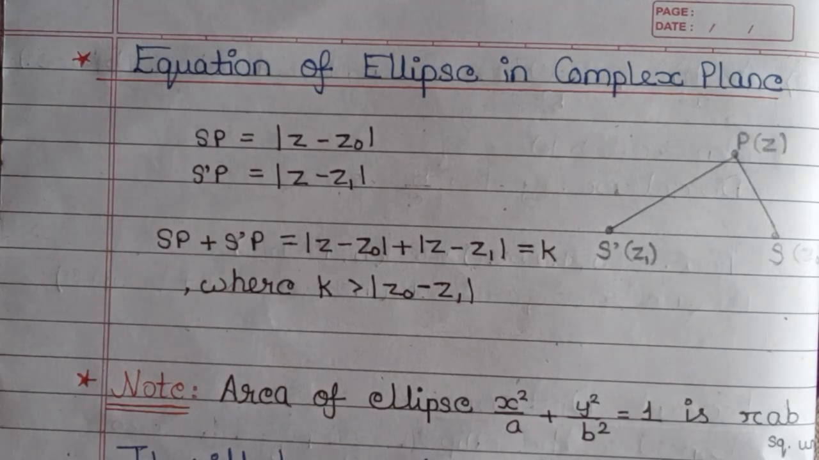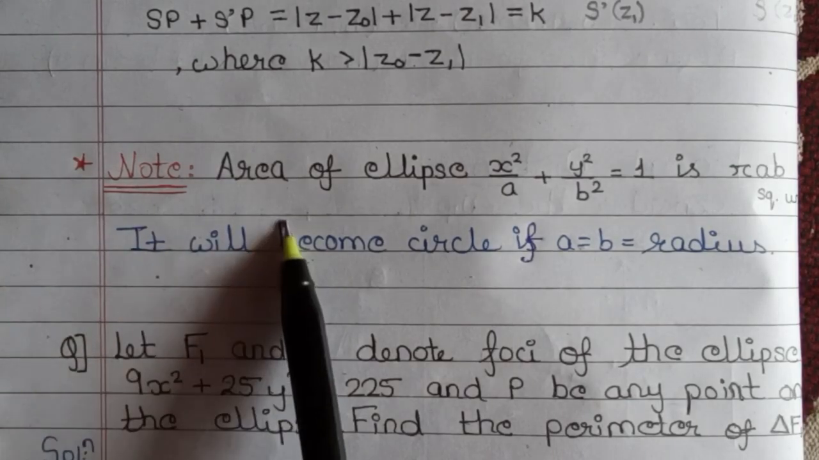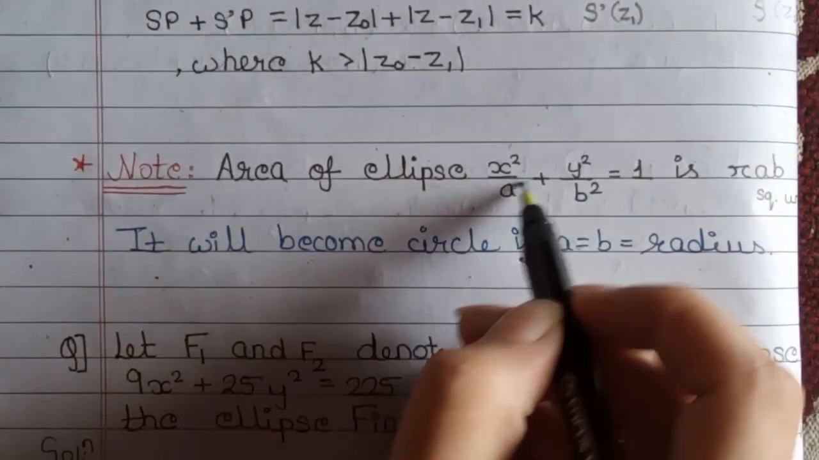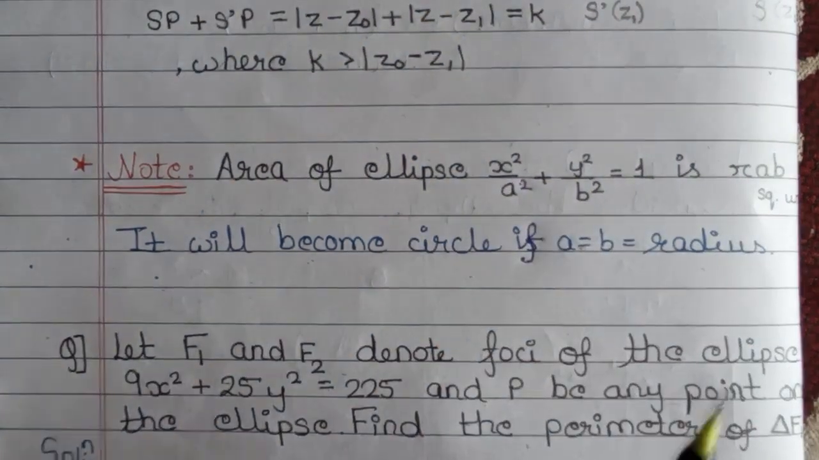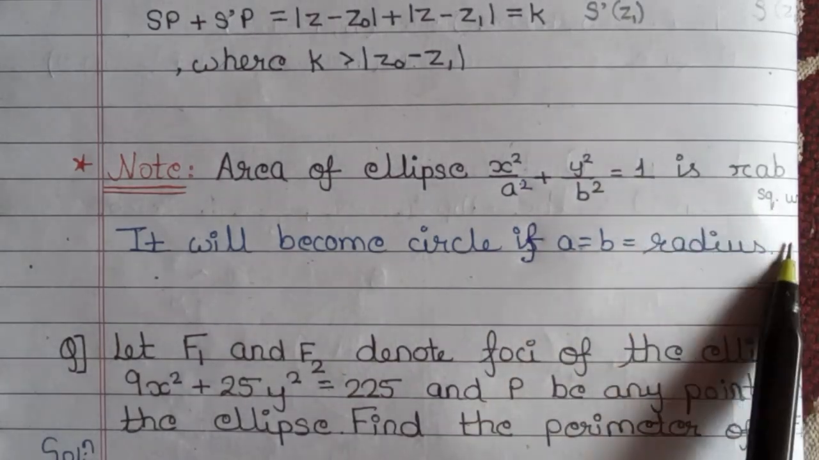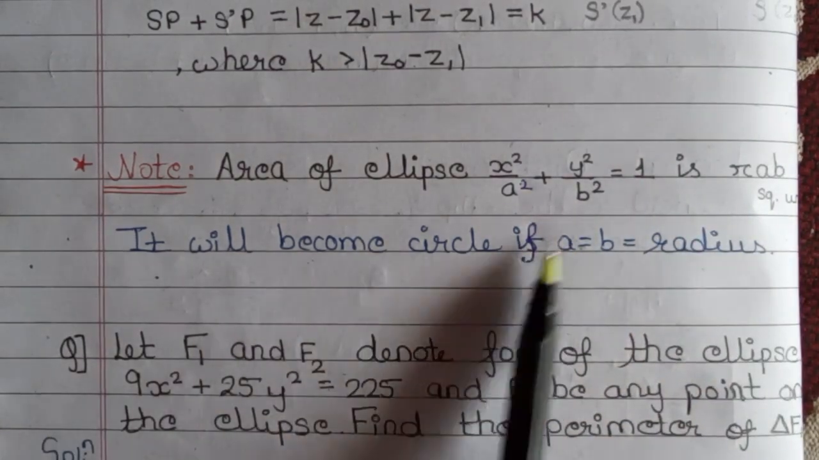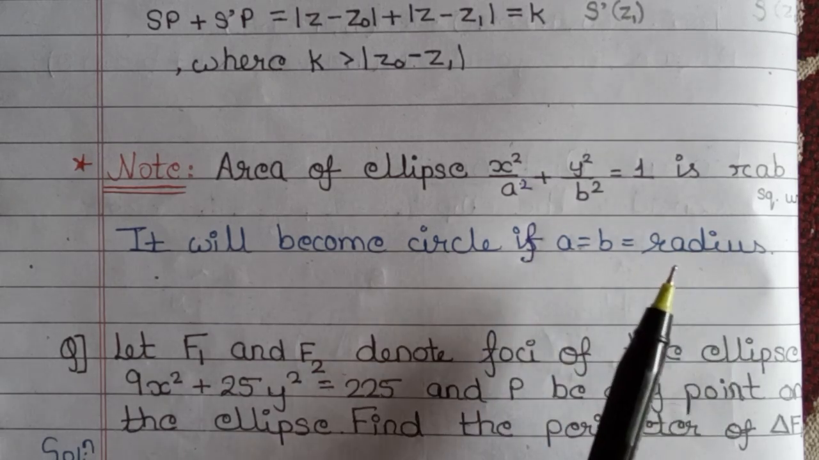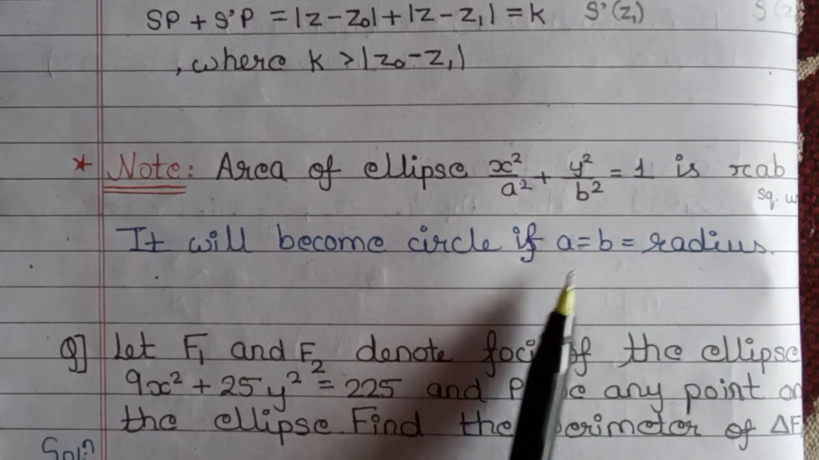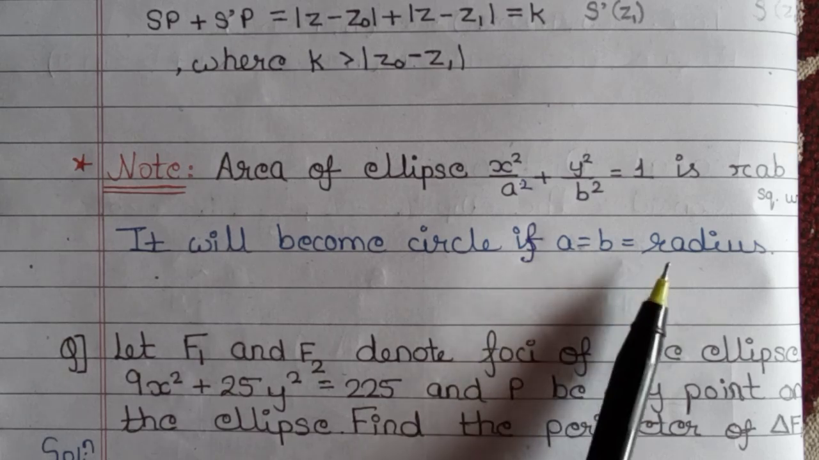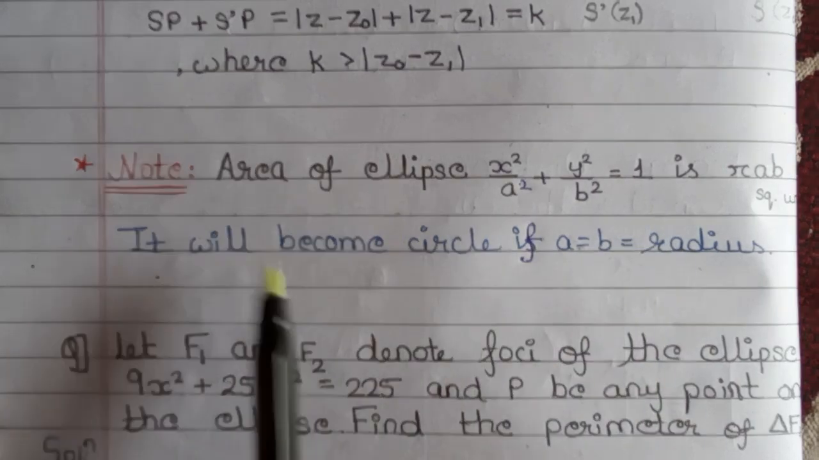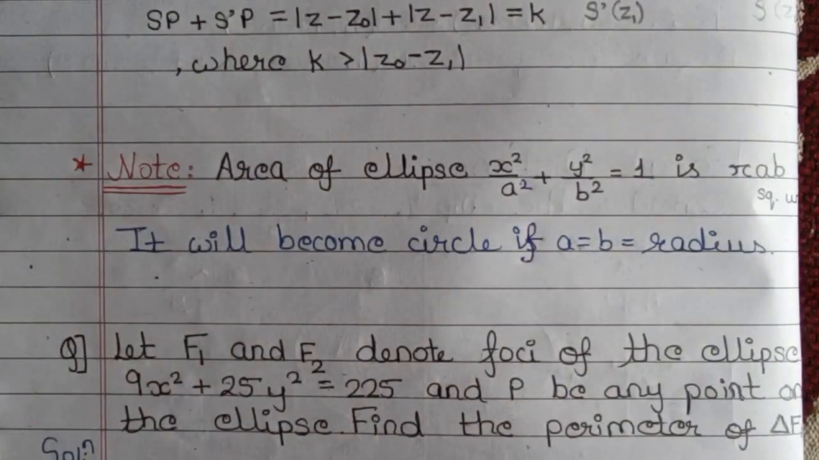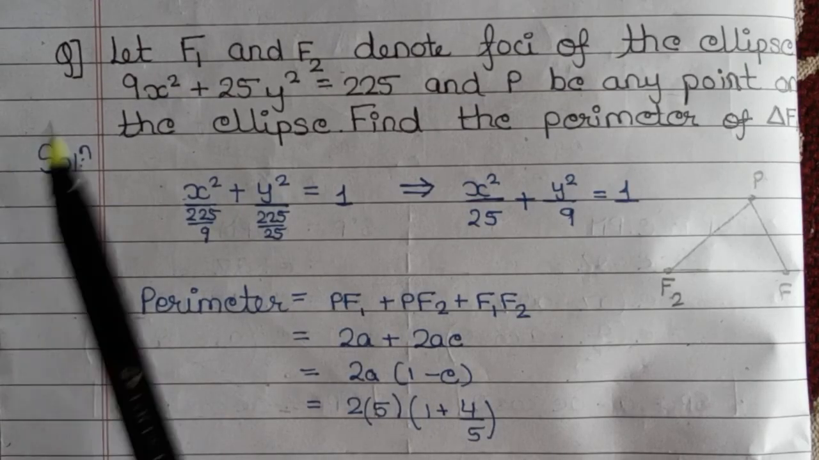Here point to note is that the area of ellipse x square by a square plus y square by b square is equal to 1 is pi ab square units. It will become a circle if a is equal to b is equal to radius. So circle is a special case of ellipse where a and b are equal to a fixed radius. We have to learn that area of ellipse is pi ab square units. Okay, now let's solve an example.